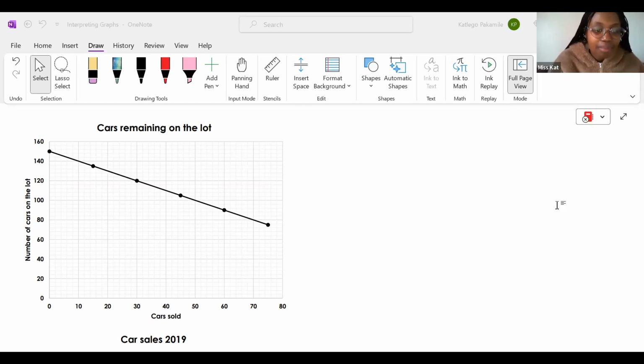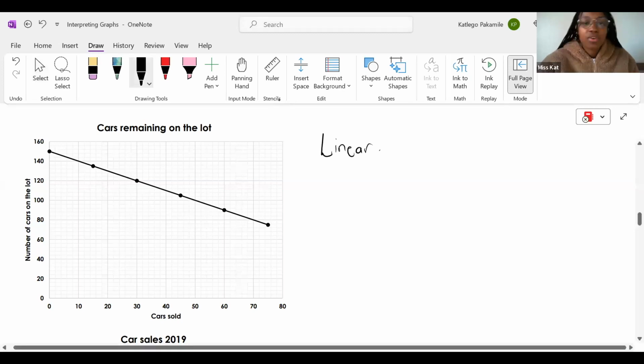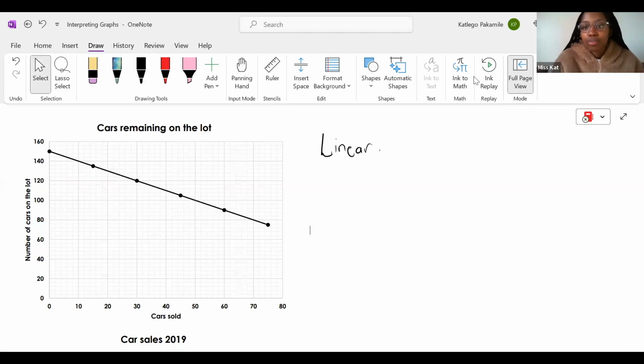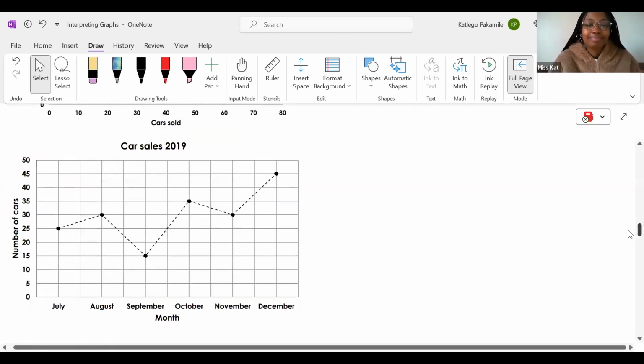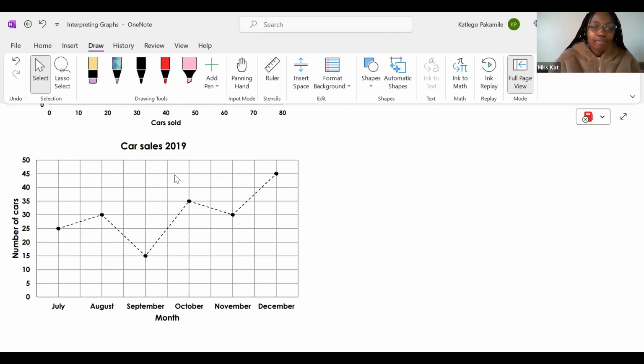Okay, give me one reason that this is a linear graph. It is straight, simple and straightforward. So here we have a linear graph. Beautiful, beautiful, guys. See? Okay, let's move on. Is this a linear or non-linear graph? Do we have a linear or non-linear graph?